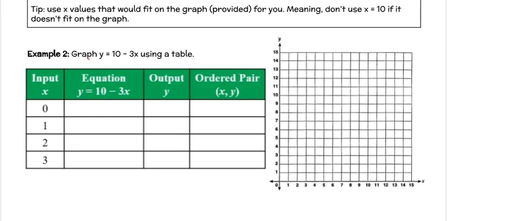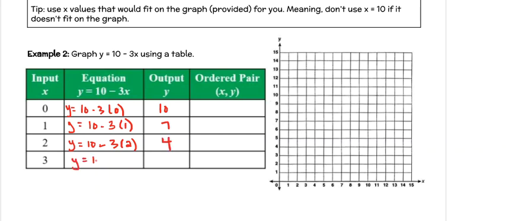Over here is your graph, y equals 10 minus 3x. There are provided the input values, the x's, and you're going to try to find your y's and then the ordered pairs. So this is going to be y equals 10 minus 3 times 0, which is 10 minus 0, which is 10. Y equals 10 minus 3 times 1. So 3 times 1 is 3, so 10 minus 3 is 7. Y equals 10 minus 3 times 2. 3 times 2 is 6, so 10 minus 6 is 4.